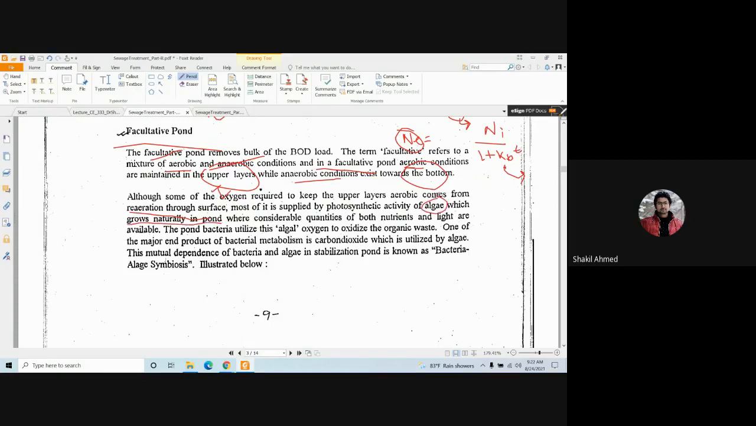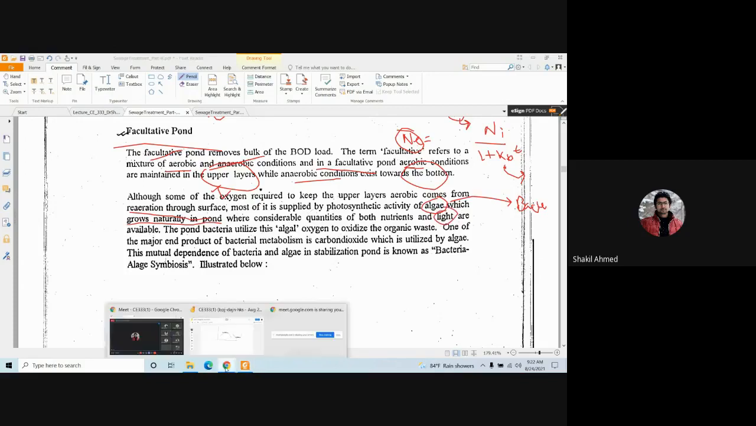Algae, as I told you, are microplants. Am I right? Now, what does a plant do, guys? Plant does photosynthesis, right? Yes, sir. And through the process of photosynthesis, you produce oxygen and you consume carbon dioxide. And this oxygen that is produced by the algae is used by the bacteria to oxidize the organic matter in the pond, which grows naturally where considerable quantities of both nutrients and light are available. Of course, photosynthesis requires light, so light has to be available here.